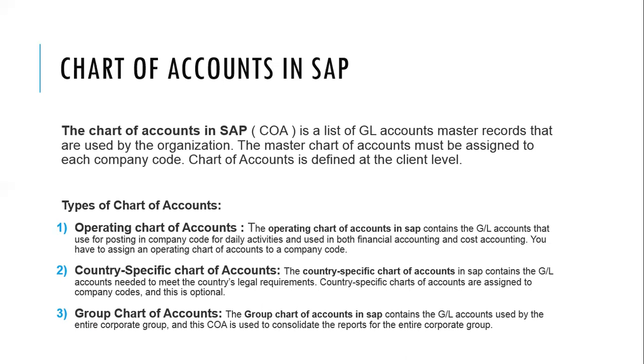You are assigned to modules like materials management, sales and distribution. Of course, your OBYC gives you the integration between MM and FI, which is your chart of accounts or your GLs. The next is the country-specific chart of accounts. Of course, for country-specific reporting, you might need to specify a chart of accounts at country level.